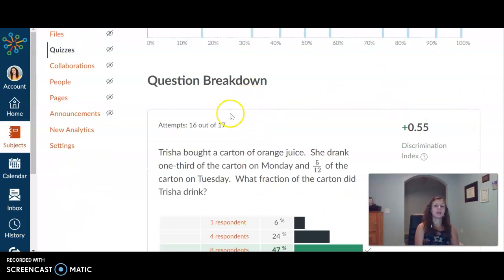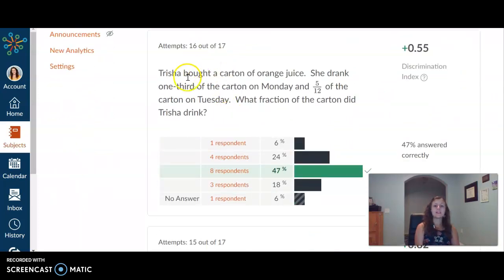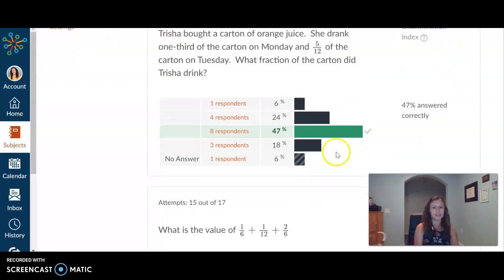And then my favorite part is the question breakdown. And so right here, here's that question, and it shows 1 person chose A, 4 chose B, 8 chose the correct one of C, 3 chose D. If you click on where it says respondents, it will actually show you each kiddo's name. I'm not going to do that just for confidentiality, but you can really do some data analysis.